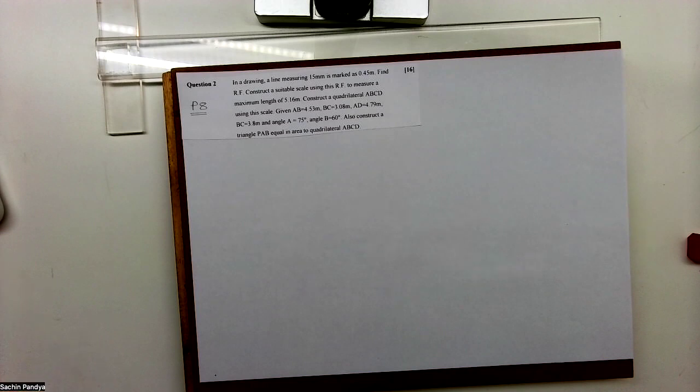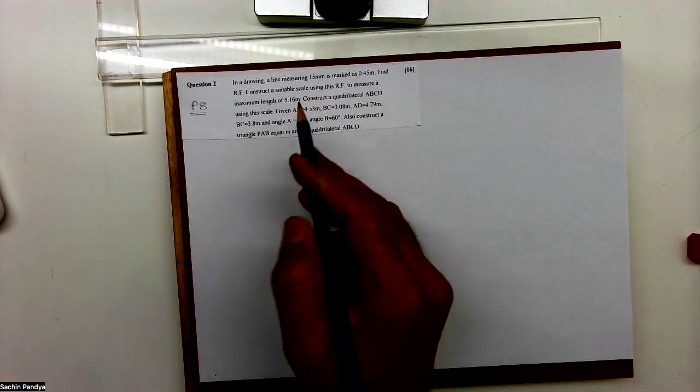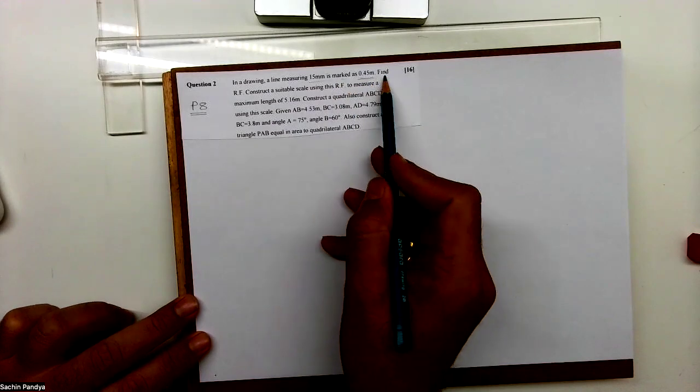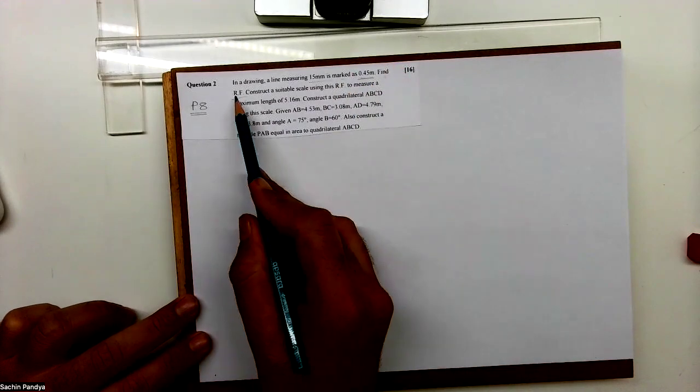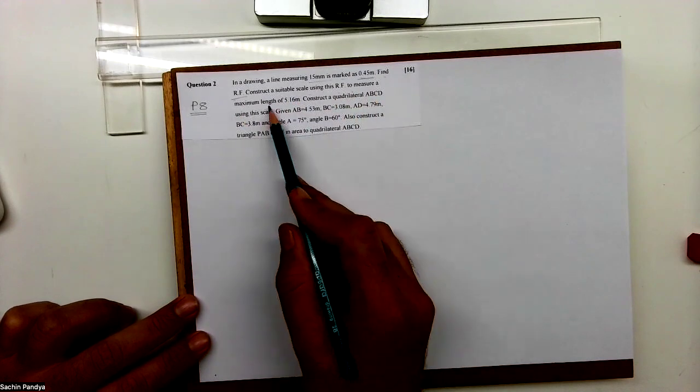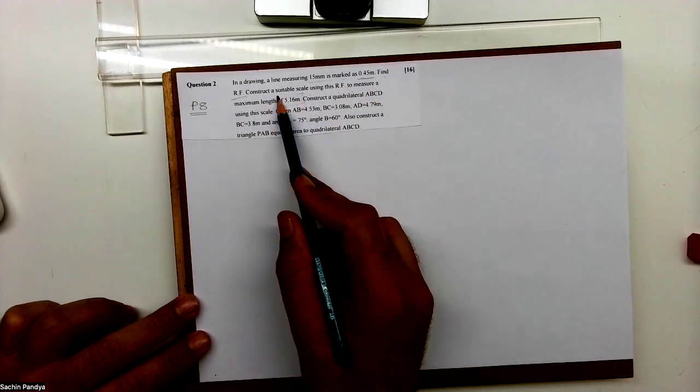Okay, so now I'll explain this eighth sum. In the eighth sum, in a drawing, a line measuring 15 millimeter is marked as 0.45 meter. Find the RF. Construct a scale using the RF to measure a maximum length of 5.16 meter.